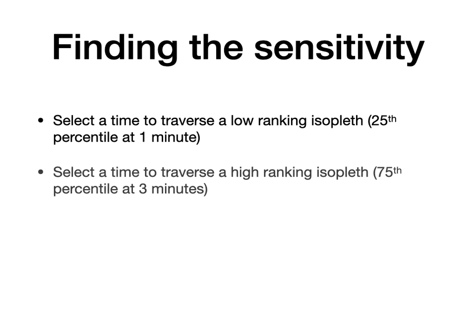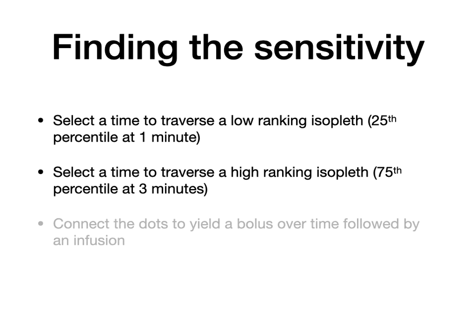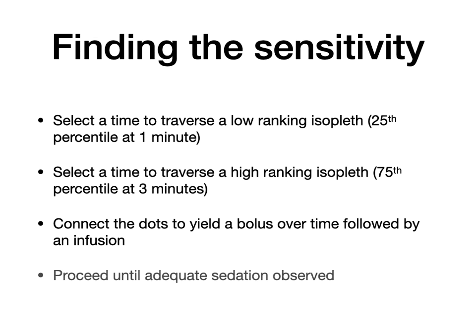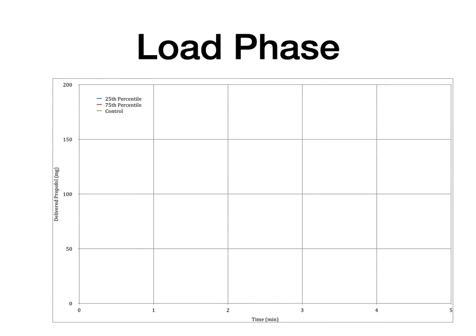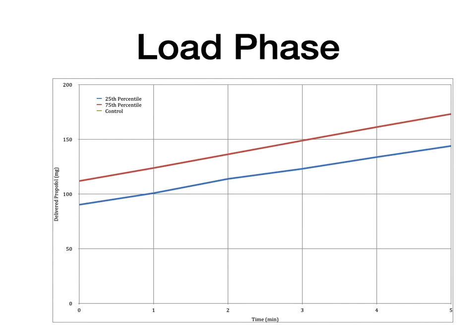To find the sensitivity, we select a time to traverse a low-ranking isopleth, for example 25th percentile at 1 minute, and a high-ranking isopleth, say 75th percentile at 3 minutes. We connect the dots to yield a bolus over time followed by an infusion, and proceed until adequate sedation is observed. You can see here the 25th percentile and the 75th percentile, and the control sequence comprised of an initial dose of 1260 mics per kilo per minute and 300 mics per kilo per minute delivered until we obtain adequate sedation.